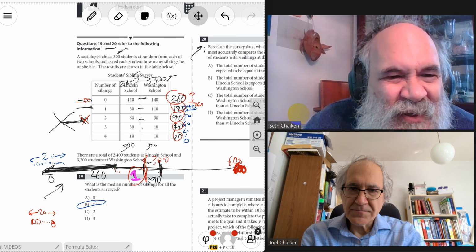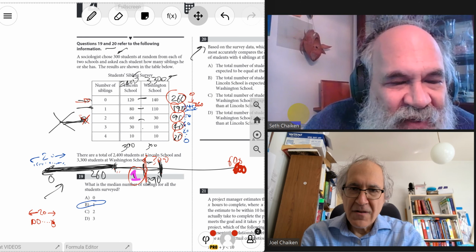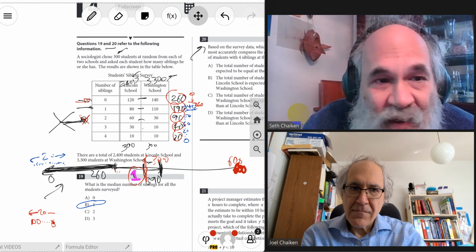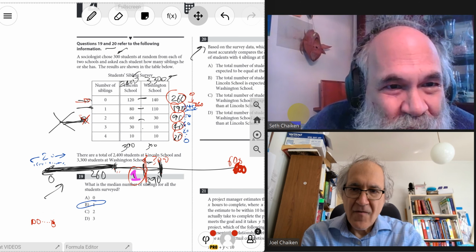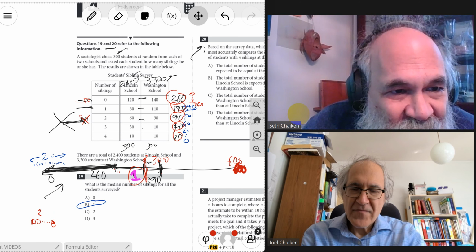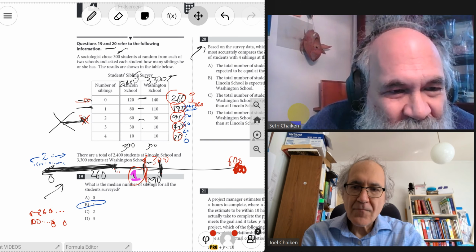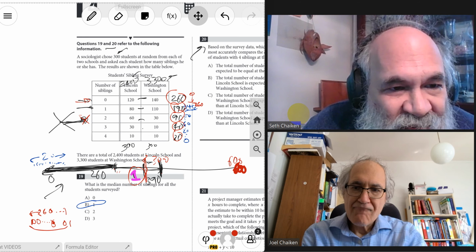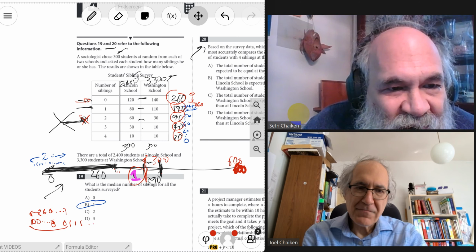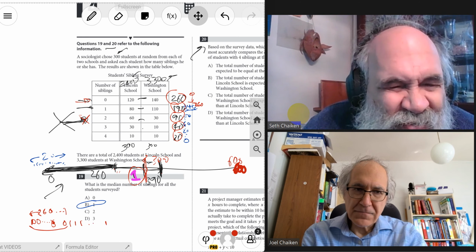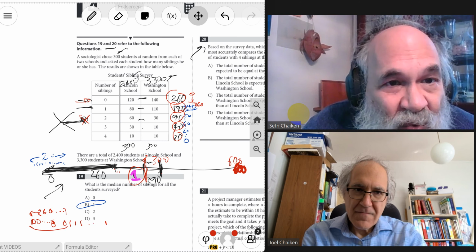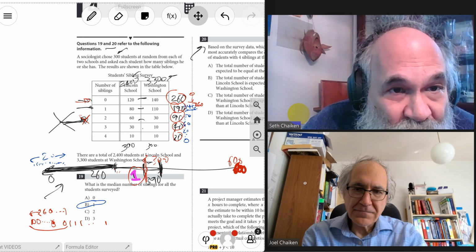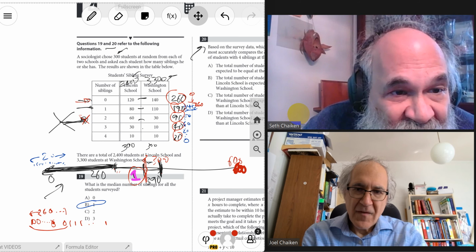A total of 260 students, all of whom are represented by a 0, because they have 0 siblings. And then I'm going to start writing 1s. You have 260 zeros. The 1s represent the students who have exactly 1 sibling, and the number of those is 190.